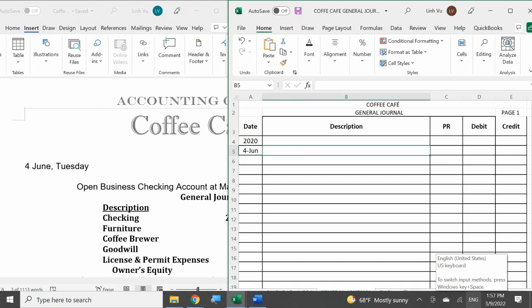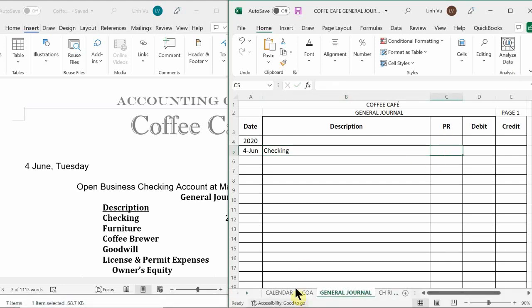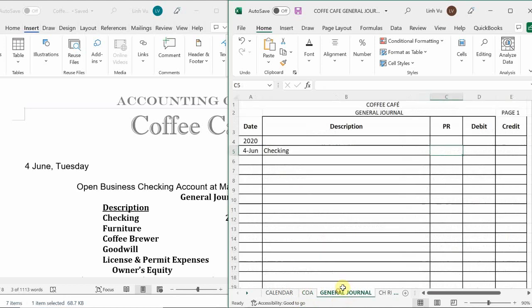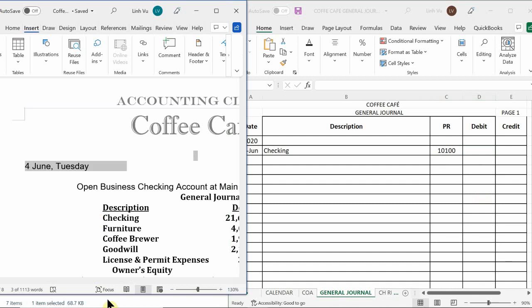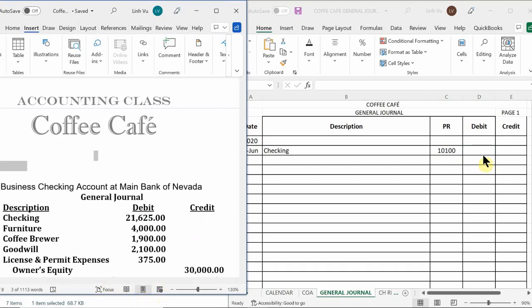So these are the accounts I'm going to be using. Checking, which we saw in our chart of accounts, was account number 10100. Okay? And here it says that I deposited $21,625.